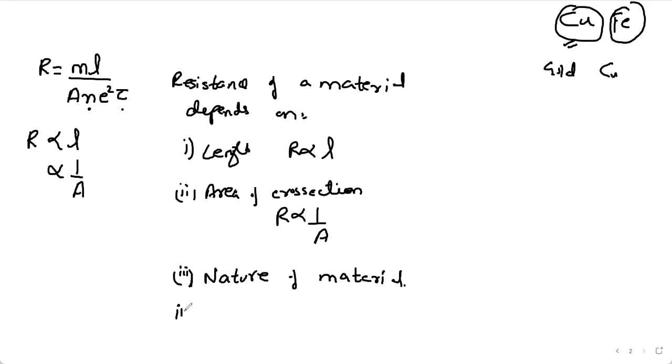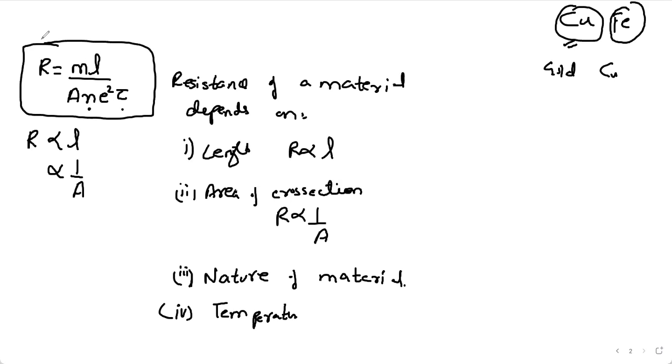Fourth. After nature of material, the next is relaxation time. The resistance also depends upon relaxation time. When I say relaxation time, it means temperature. Relaxation time is a function of temperature. So these are the four factors on which the resistance of a material depends: length, area, nature of material, and relaxation time.